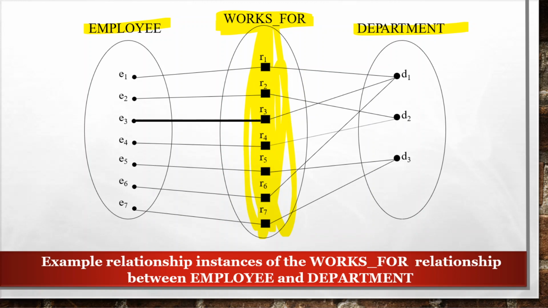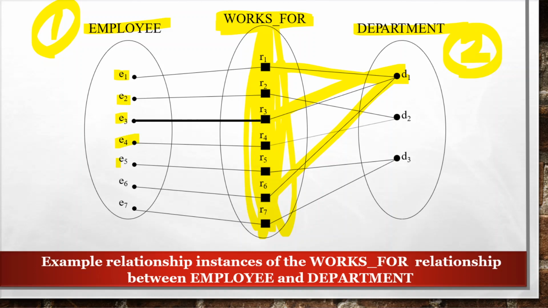So here employee 1 is related to R1, meaning the first relationship, and R1 is linked with department 1. In the same way, R3 is linked with department 1, and R6 is also linked with department 1. So here we are representing two entities, employee and department, through the works for relationship. All these employees E1, E2, E3, E4, E5, E6 and E7 are working for some of the departments, D1, D1, D2 and D3. So this is the basic way we can represent the relationships in detail form, in set form.